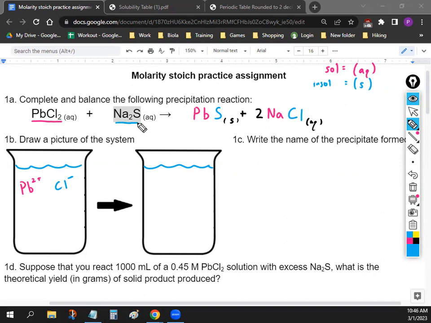Okay, let's go to Na2S. Does this guy dissolve in water? Yes. So we're going to write the ions: S2- and Na+. And I know there's 2 Na's.